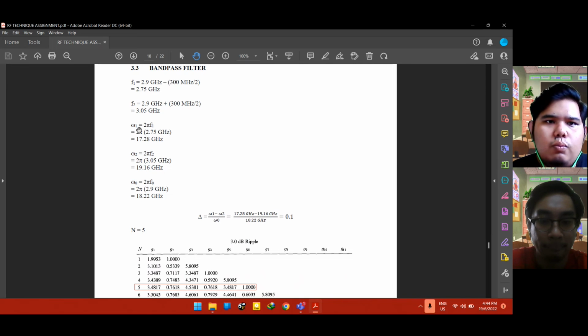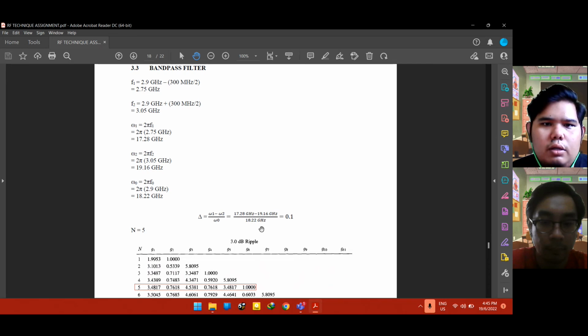Next we find omega 1. Omega 1 is 2 pi f1. So the value of f1 multiplied by 2 pi, and get 17.28 gigahertz. Next, omega 2 is 2 pi f2, the value of f2 multiplied by 2 pi, and we get 90.16 gigahertz. Next, for omega naught, 2 pi f naught, the value of F0 is 2.9 gigahertz, multiplied by 2 pi and get 80.22 gigahertz. Next, we find the delta.